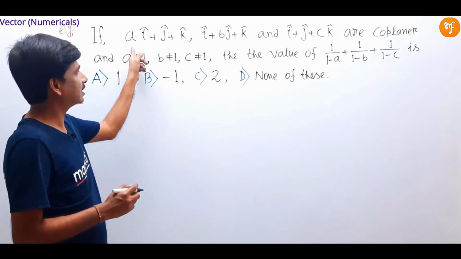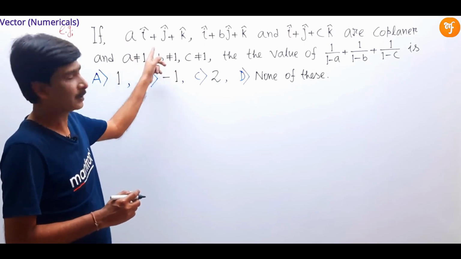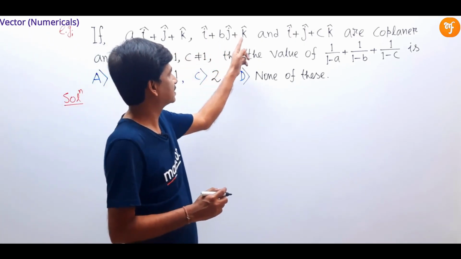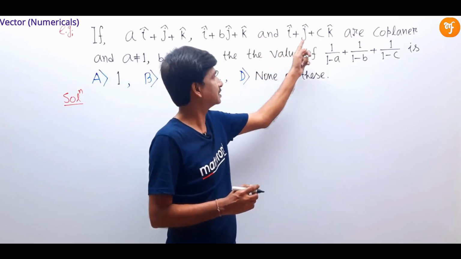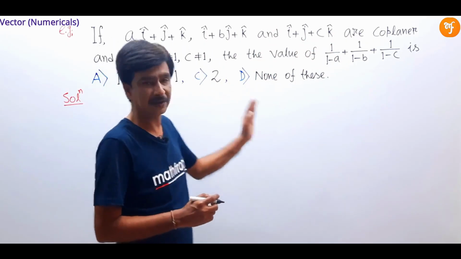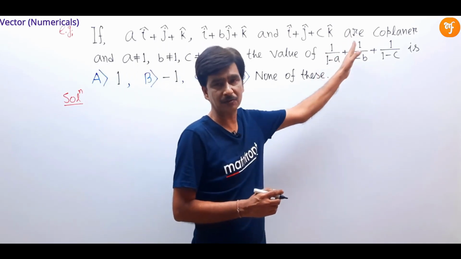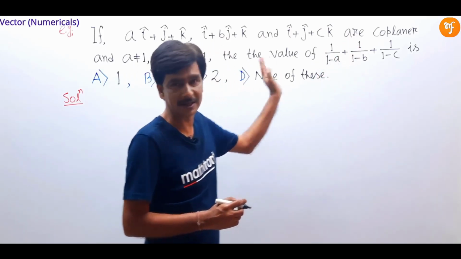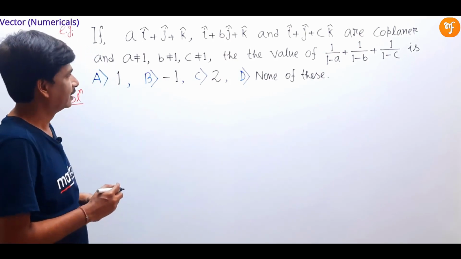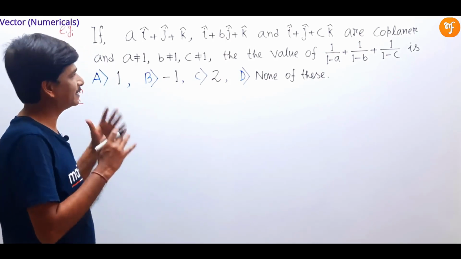So three vectors are given. Vectors are a i cap plus j cap plus k cap, i cap plus b j cap plus k cap and i cap plus j cap plus c k cap, which are coplanar. And we have to find the value of 1 by 1 minus a plus 1 by 1 minus b plus 1 by 1 minus c such that the values of a, b, c are not equal to 1. Okay. Now look at how to solve this numerical. Very easy question.